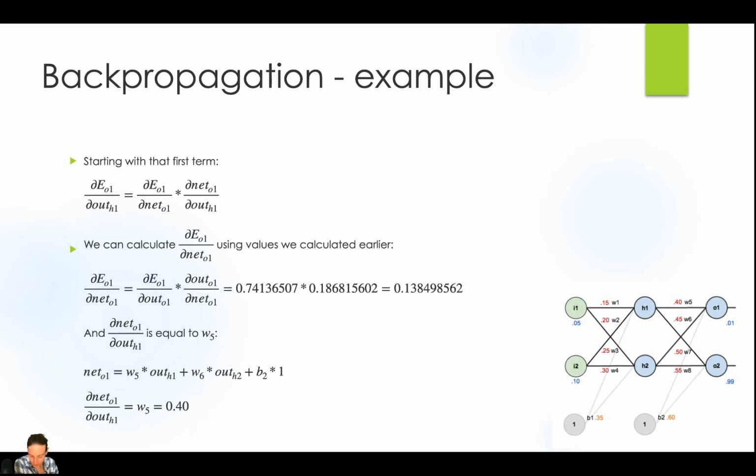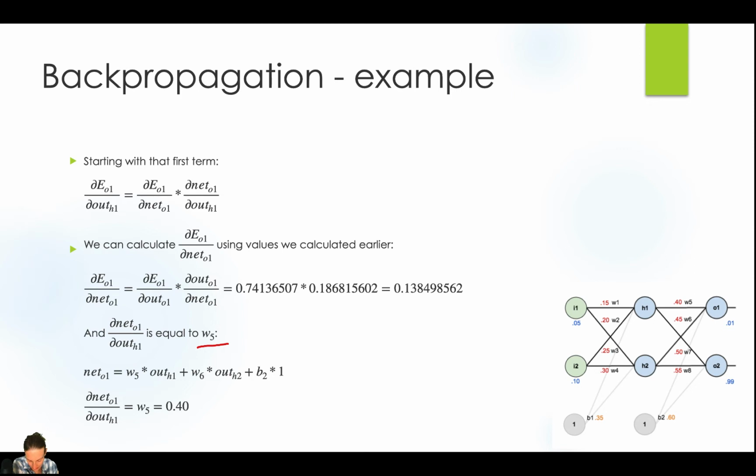Okay. Let's start with that first term, and the first term focuses on output node O1. It can again just be split like we did earlier. It is the partial of the error with respect to the network output here, times the partial of the network output given a change in H1. So we calculate this using the values that we actually obtained earlier. So our change in network output for O1 given a change in the output of hidden layer 1, node 1, would be equal to W5.